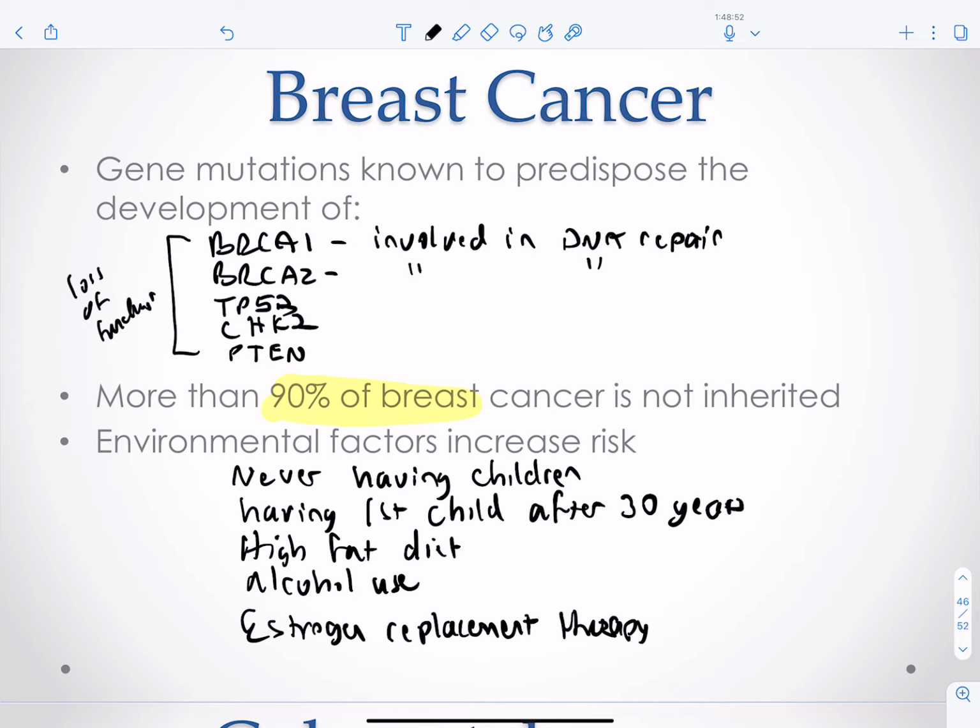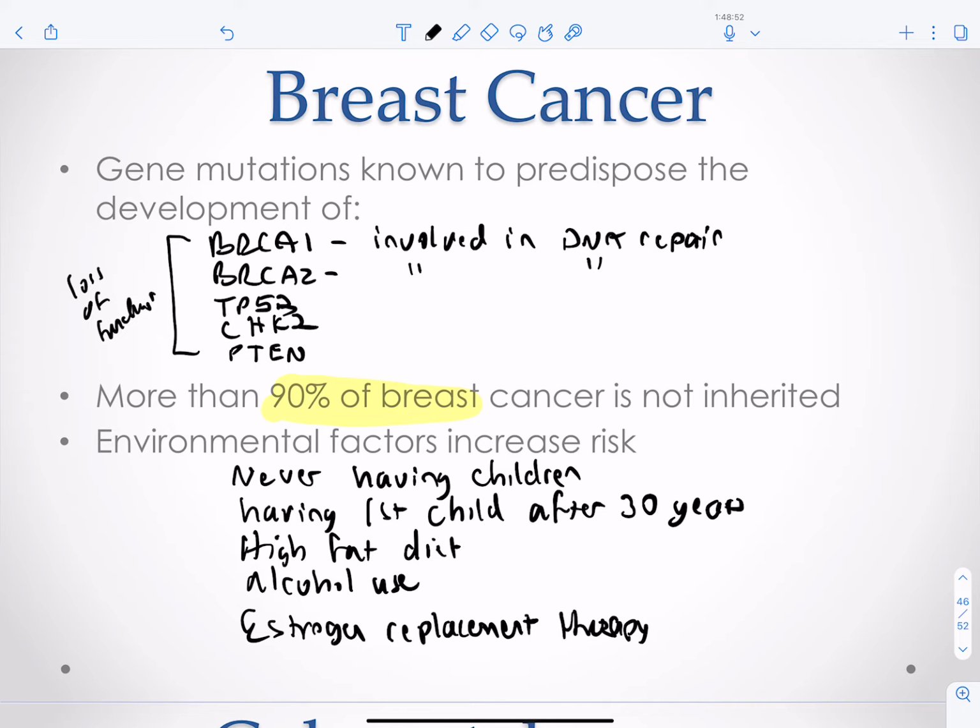So there are certain gene mutations that are important for breast cancer. We have BRCA1 and BRCA2, and these are going to be involved in DNA repair, so they're tumor suppressors. TP53, CHK2, and PTEN are also tumor suppressors, and so loss of function of any of these can potentially lead to breast cancer. However, it's important to point out that 90% of breast cancer is not inherited. However, if you have inherited one of the known mutations, the likelihood of you getting that second mutation and an overall loss of function increases.